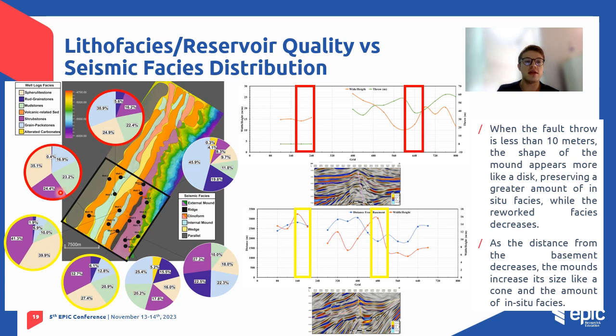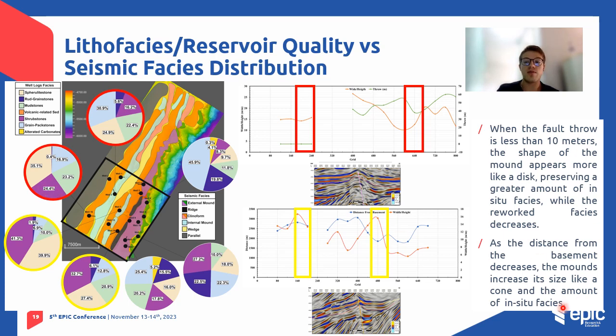Taking into account the distribution of the seismic facies in the wells, we can observe that these two wells in red are related to where the fold of the trough is graded. The shape of the mound looks more like a cone, with an increase in the amount of reworked facies, for example in this case from 30% to 60%, while the in situ facies are decreasing. You can see, for example, that the floatstone decreases by some units for these two wells.